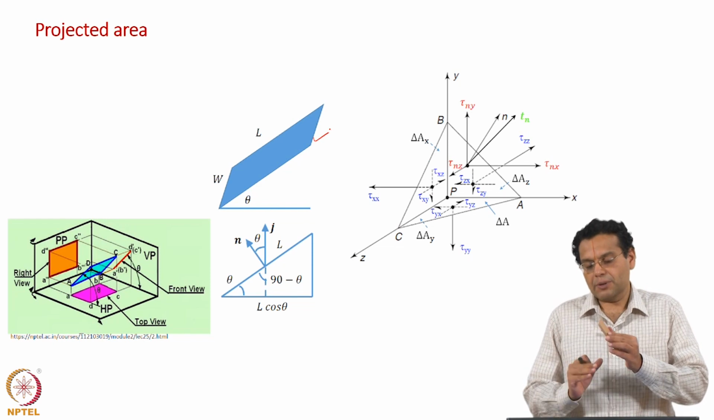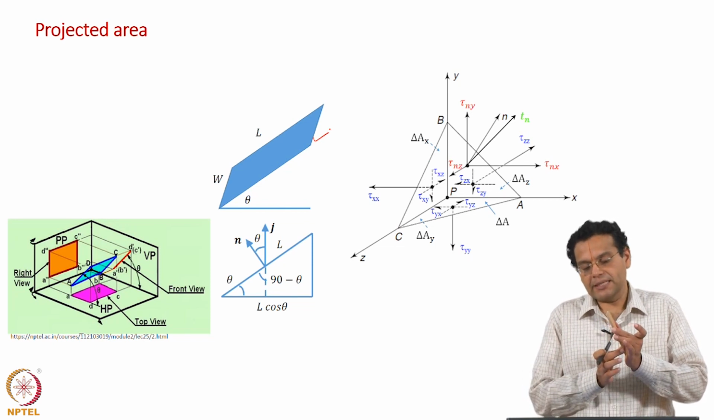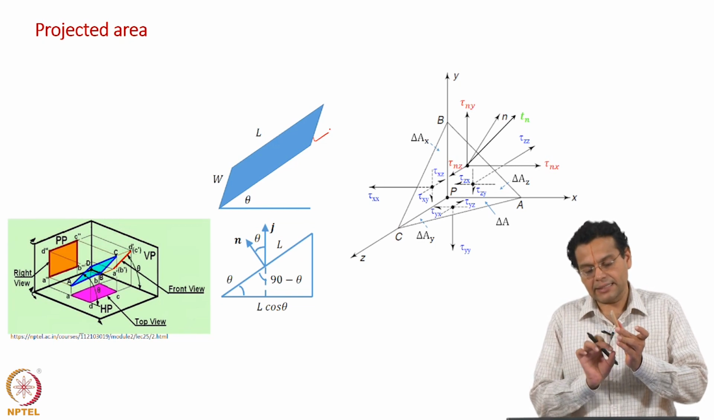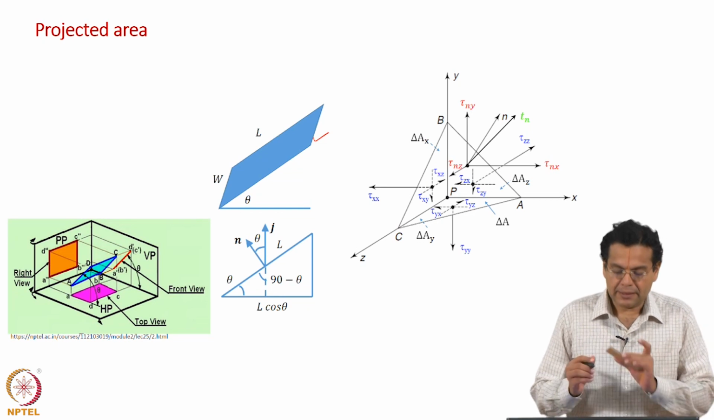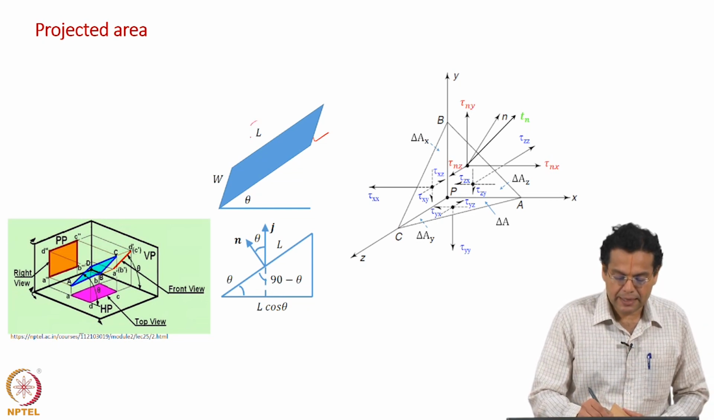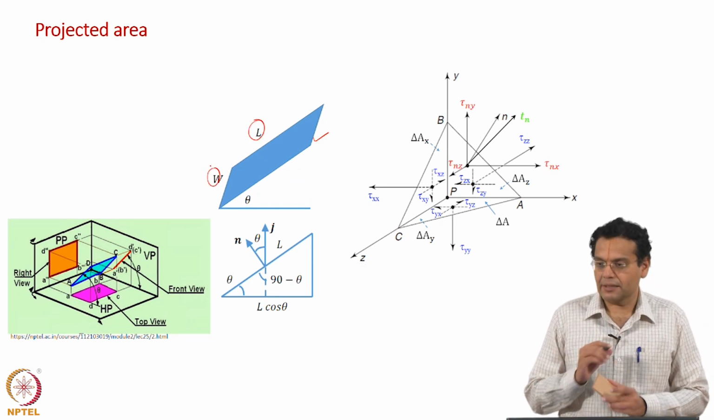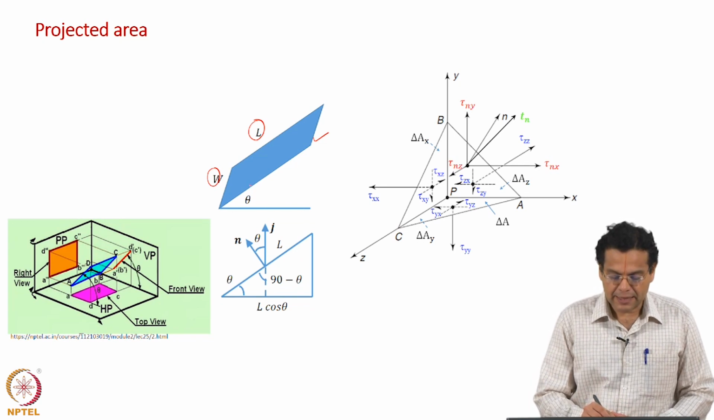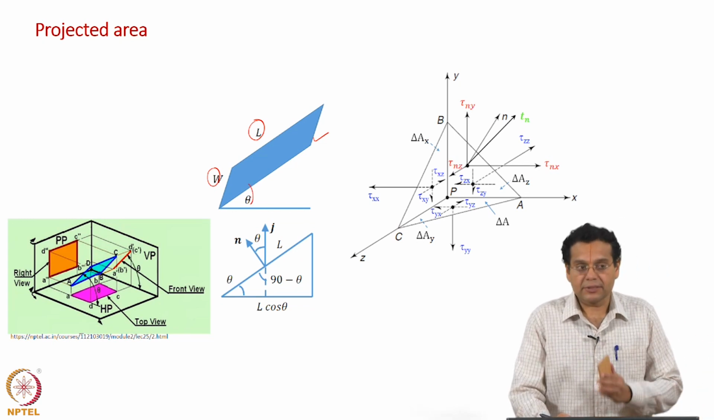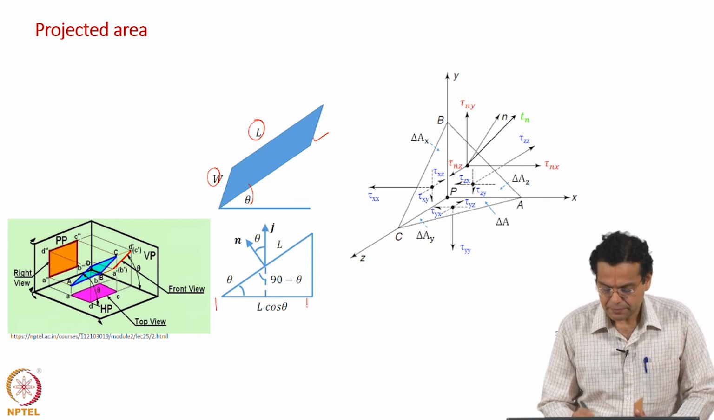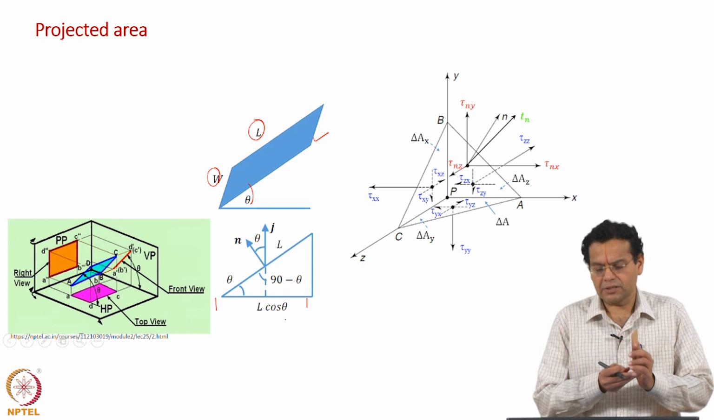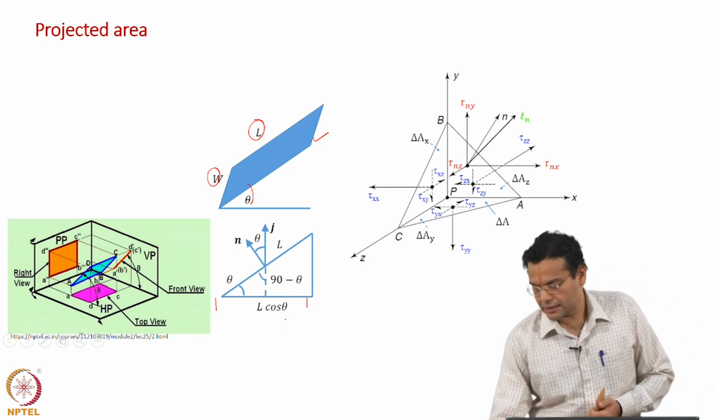Now if you look at the projection, this width remains the same, but this L becomes L cos theta, where theta is the angle between this plane and the horizontal plane. That is what is shown here. The actual area is L into W, the length multiplied with the width. If theta is the angle it makes with the horizontal plane, then the length of the projection is L cos theta, and the width of course remains W.